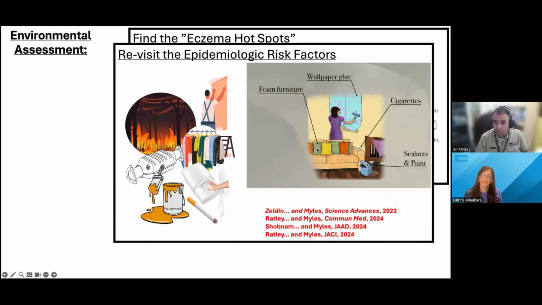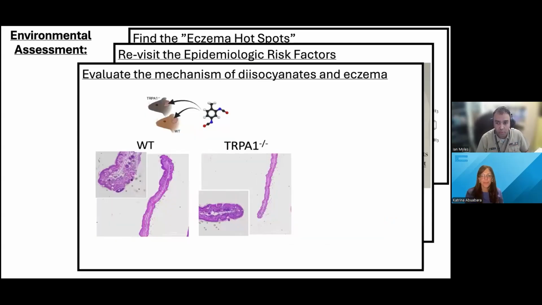And then if you wanted to fill your home with this, you would use non-latex foam mattresses, like in new furniture. You would wallpaper the house. You would smoke cigarettes. Again, the synthetic fabrics are all made directly from these chemicals. So there's an epidemiologic overlap for sure. Putting these in the laboratory, they can directly activate itch receptors like TRPA1.